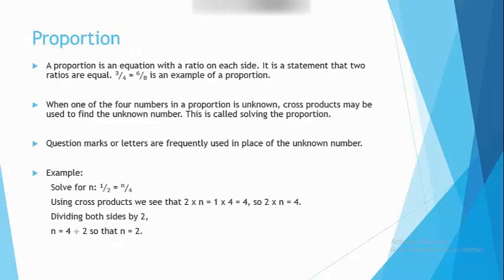Proportion. A proportion is an equation with a ratio on each side. It is a statement that two ratios are equal. 3 by 4 equals 6 by 8 is an example of a proportion. When one of the four numbers in a proportion is unknown, cross products may be used to find the unknown number. This is called solving the proportion.